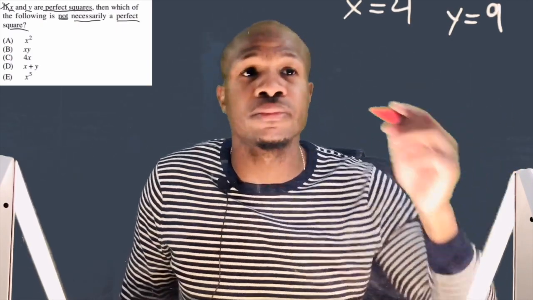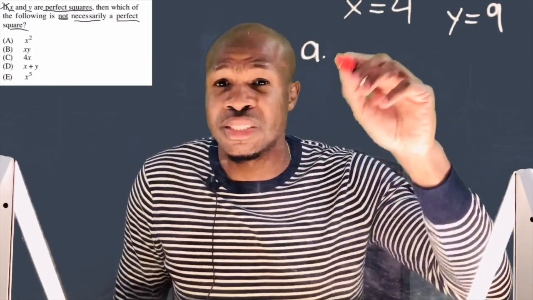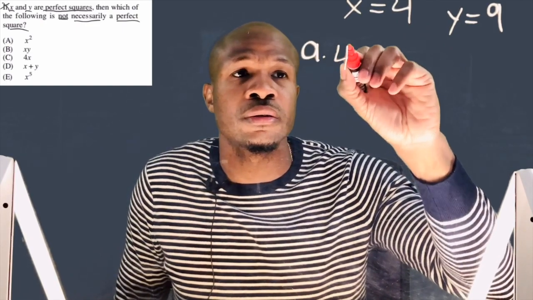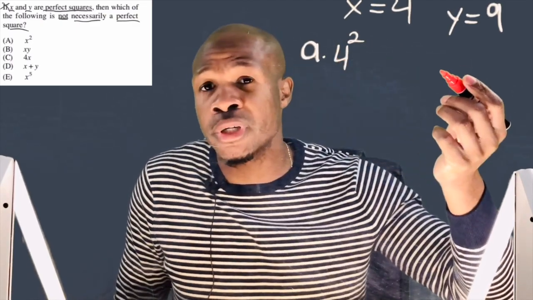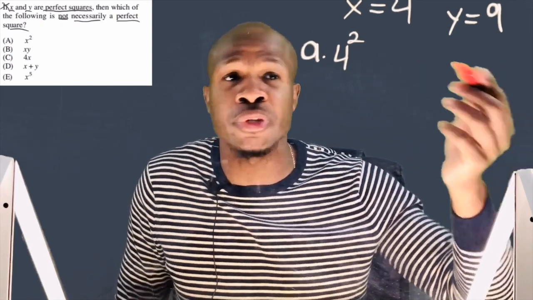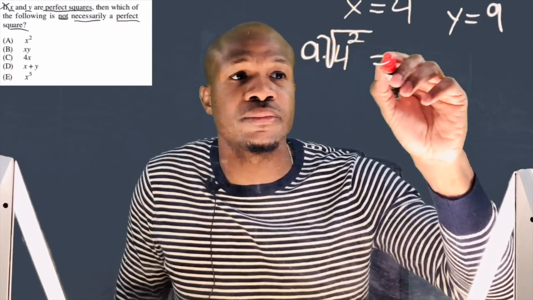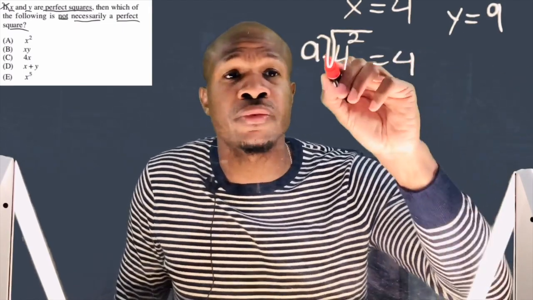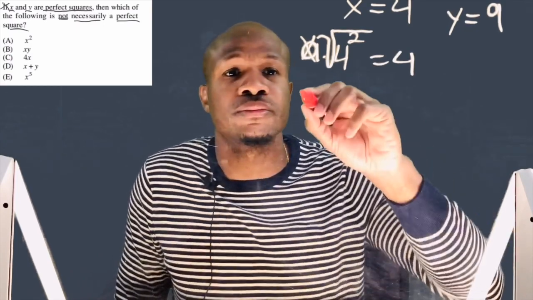And then I'm going to plug these numbers into my answer choices to see which one does not give me a perfect square. So let's look at A. A is x squared, which is 4 squared. Well, remember, for a perfect square, all you have to do is take the square root. If you take the square root and you get an integer, it's a perfect square. When you take the square root of 4 squared, you just get 4. So that's a perfect square, and it has to be a perfect square. So A is not my answer.